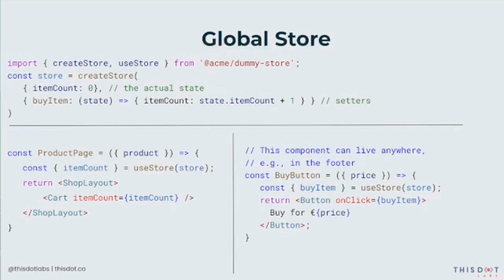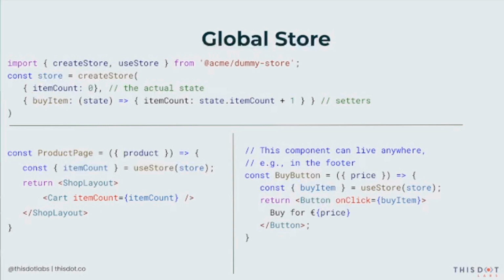So now we have it. We have a button which can be clicked. It will call buy item, which in turn mutates the global store. It will make the new state and pass that into the hooks, which will cause React to re-render our product page, which will then pass in the item count to cart, which will also re-render because there's a prop change. And now the cart shows our new item count.